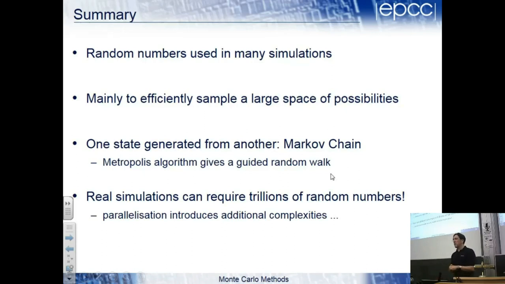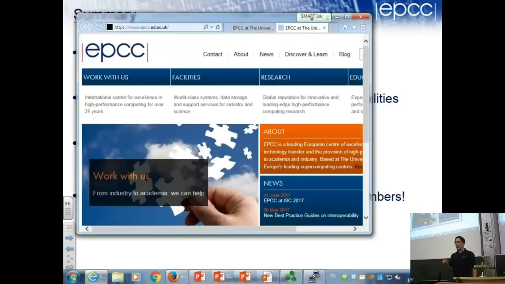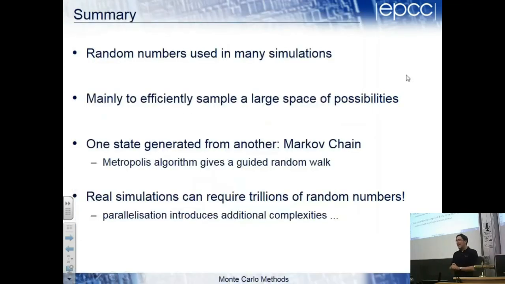I apologize that was a bit of a run through, but I think random numbers are used in many simulations, which might seem strange if you look at the equations we're solving. What they're mainly used to do is to efficiently sample a large space of possibilities. You're saying there's an enormous number of possible configurations of the simulation I want to do. I want to sample it.